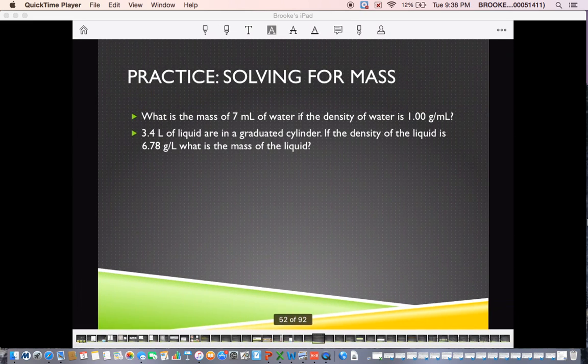So here are a couple of practice problems for solving mass, and again, we are going to have some more practice in class, so go ahead and pause the video, work out these 2 problems, and we'll discuss the answers in class.